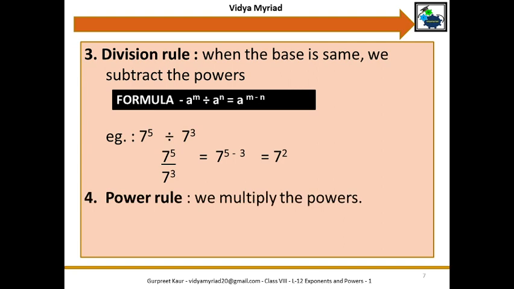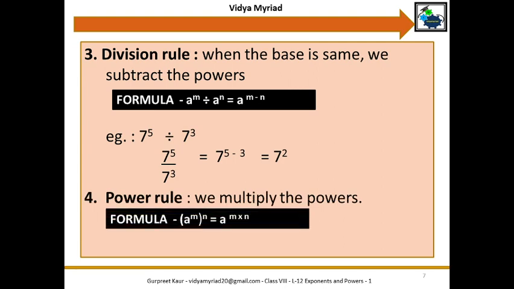The last part is the power rule. In this, there are two powers in the number. If you look here, I have taken an example of 4 raised to power 2, the whole to the power 6. When there are two powers, one outside a bracket, you will multiply the powers. So it will become 4 raised to power 2 multiplied by 6, which is equal to 4 raised to power 12.